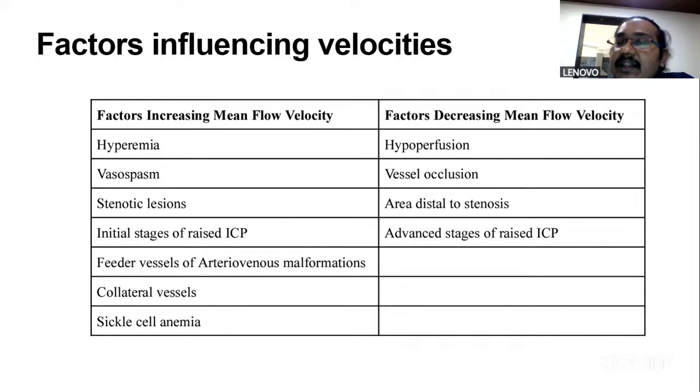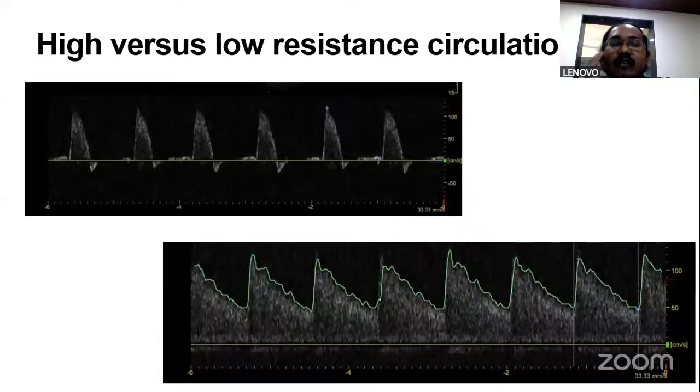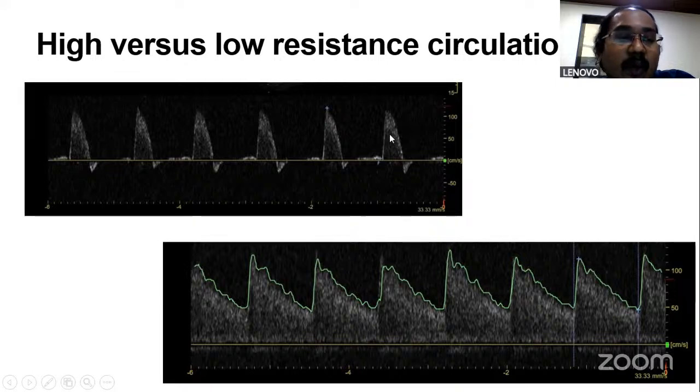Whereas factors decreasing mean flow velocities are hypoperfusion, vessel occlusion, and the area distal to stenosis and advanced stages of raised ICP. So with this, we would like to look at certain waveforms. The picture above depicts a high resistance waveform. Why? Because you can see that there is an upstroke, but then the end-diastolic velocities have been reversed.